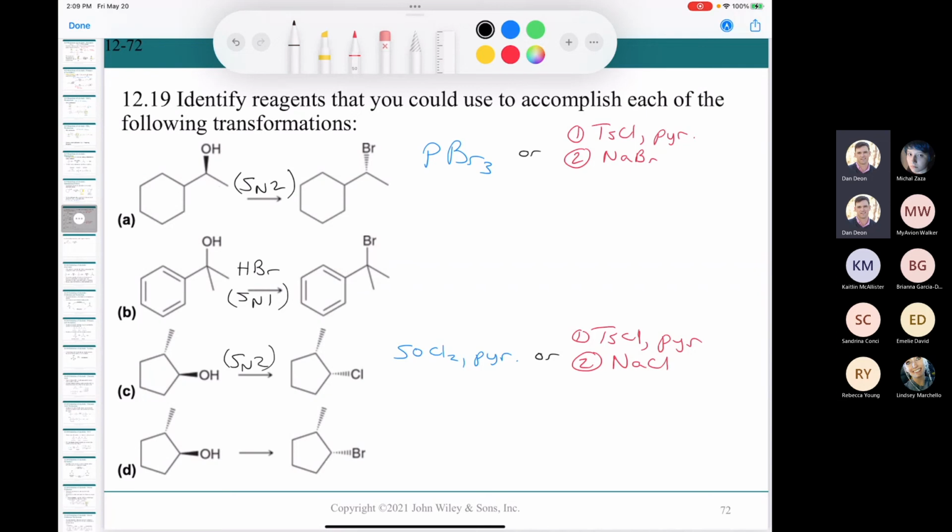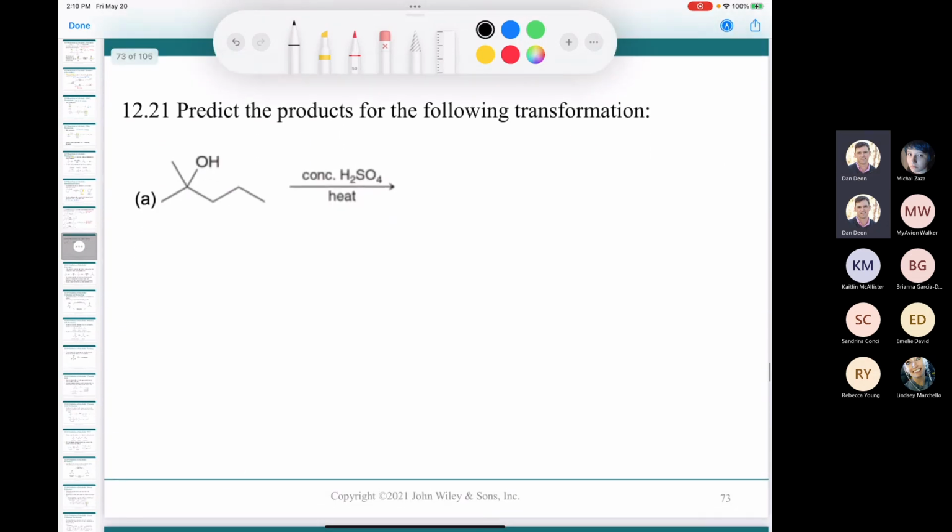And for the last one, we want to take a secondary alcohol and convert it to a secondary alkyl bromide. I'll just put the best way to do that would be with PBr3. It works well with primary or secondary alcohols. And there you have it. All right, there we go. I think that's good for all of those. Let's move on to the next question.